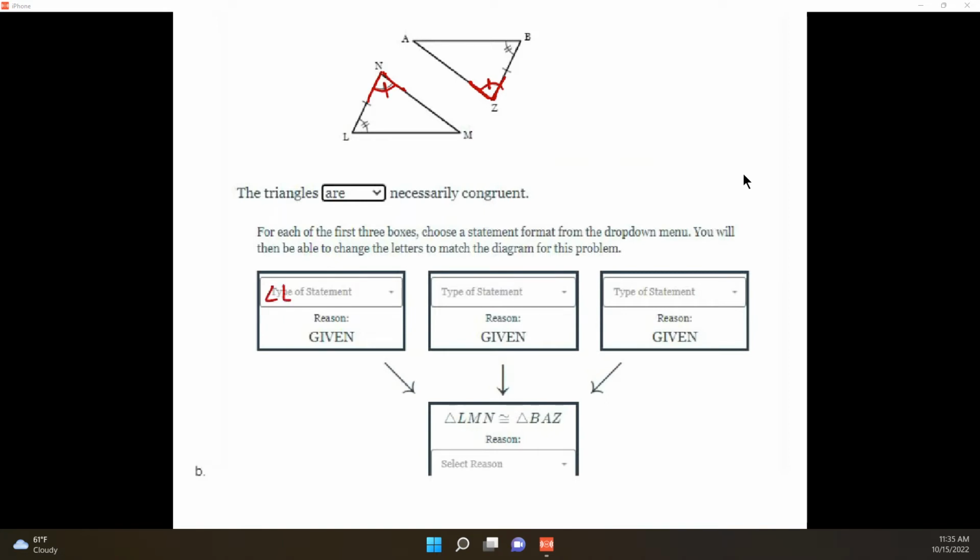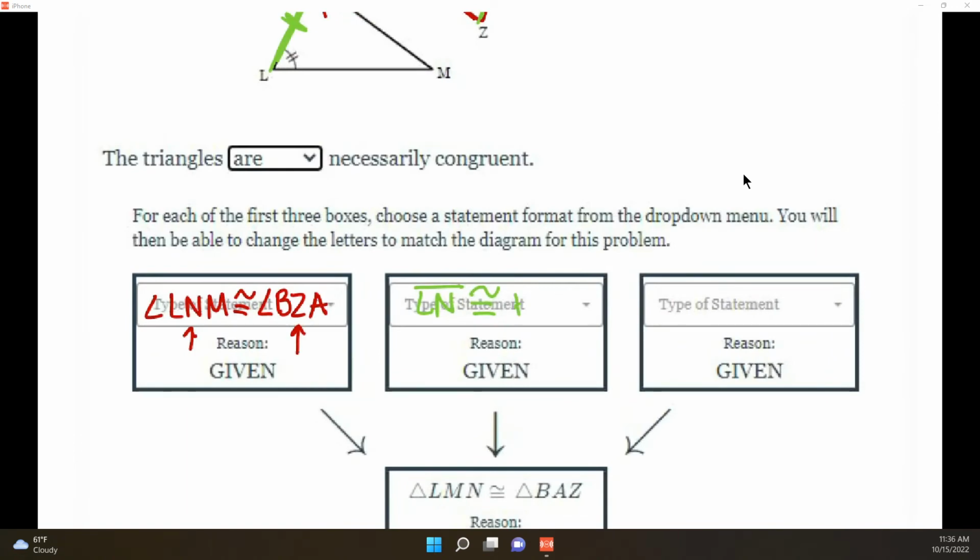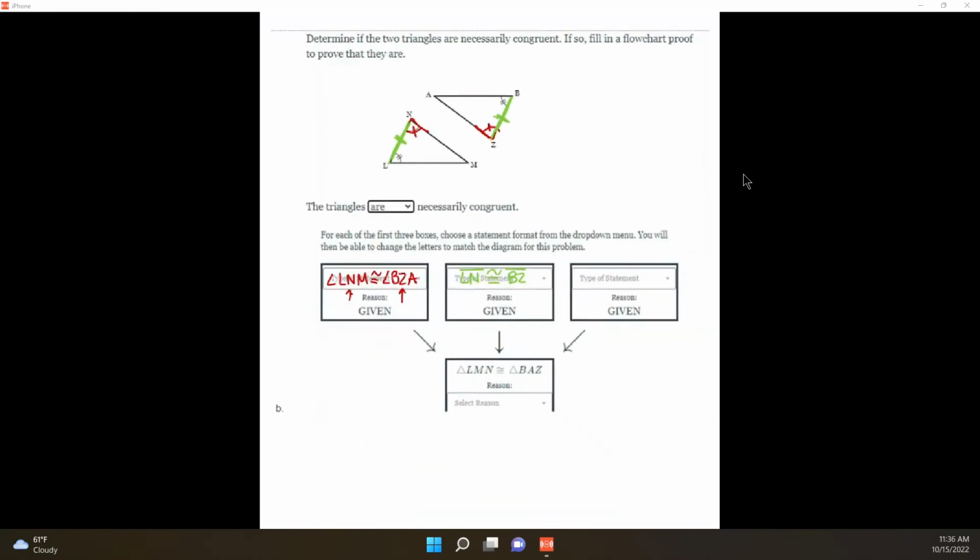So I know angle LNM is congruent to angle BZA because that has been given to me. And again, paying attention to what letters in the center. N and Z are the center of those angles, so they should be the center of the name. I also know that this side right here is congruent to this side right here because of that one tick mark. So side LN is congruent to side BZ because that's given.